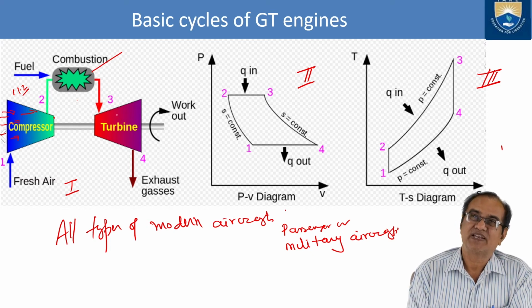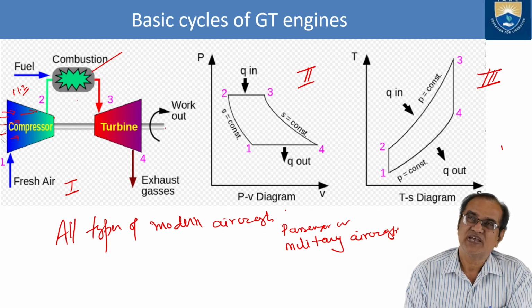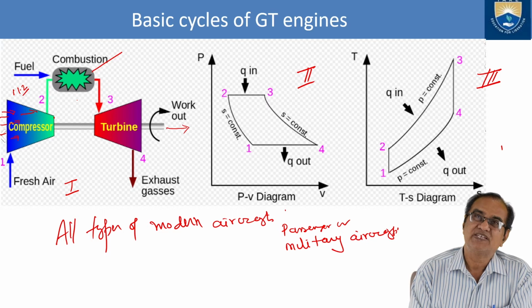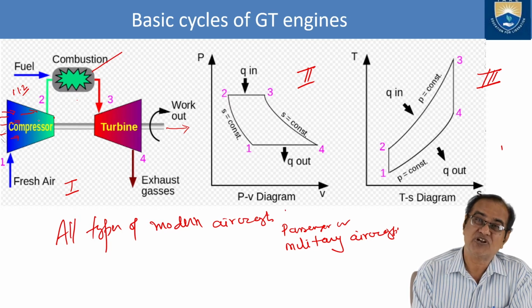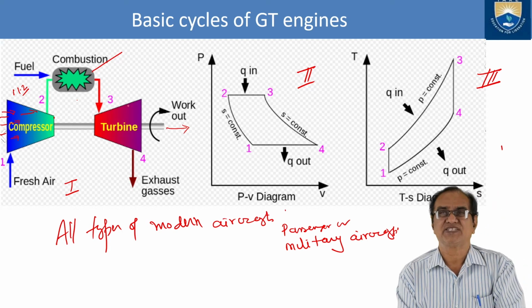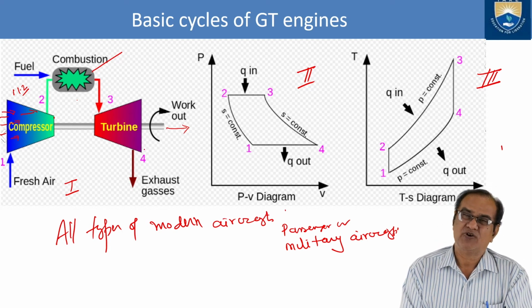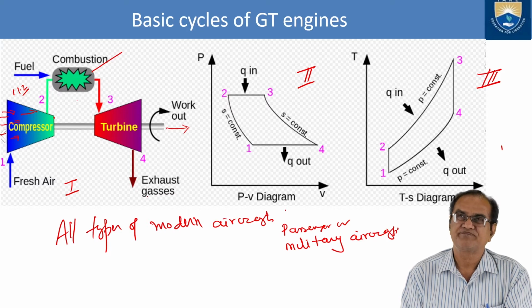This expansion of volume gives the work done. This work done is given to the shaft, and the shaft will rotate. This will also rotate the compressor, and your external power supply or APU, which we initially connected to start this engine, is now disconnected. This engine is now taking over everything, and the exhaust gases come out of the system.